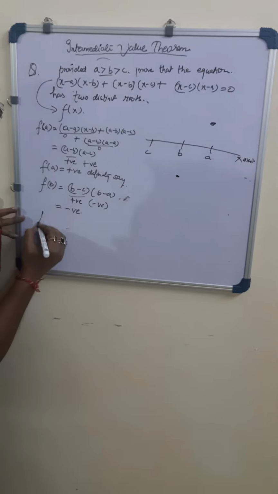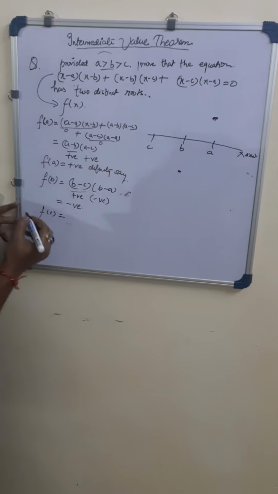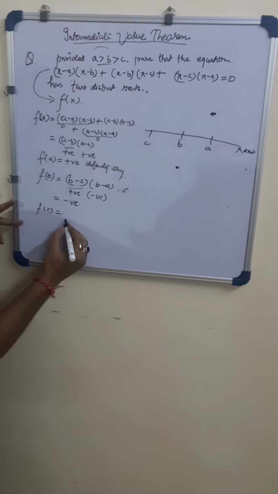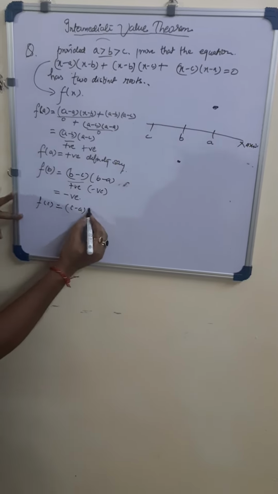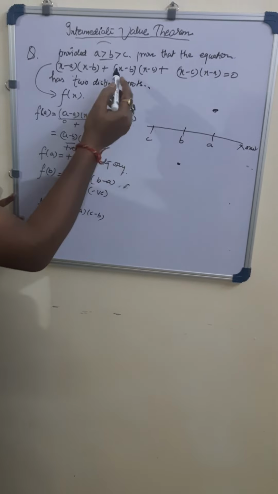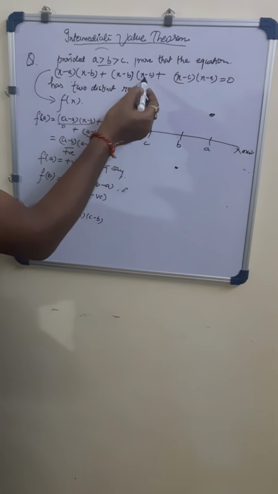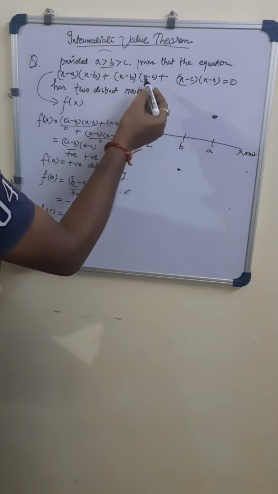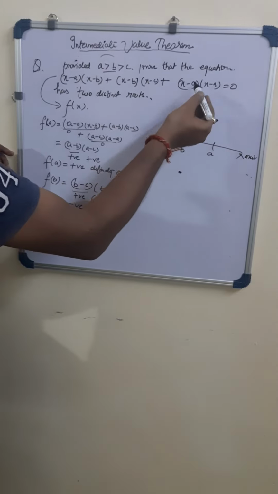Again we will substitute f(c). So c minus a and c minus b, c minus b, c minus c, so this term will be automatically cancelled off because of it being 0, and c minus c again being 0.